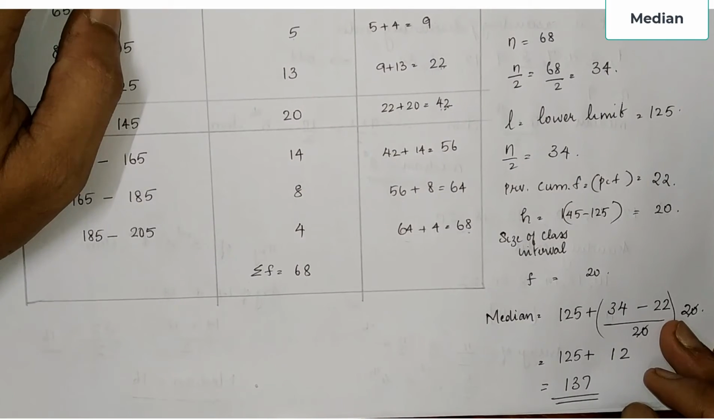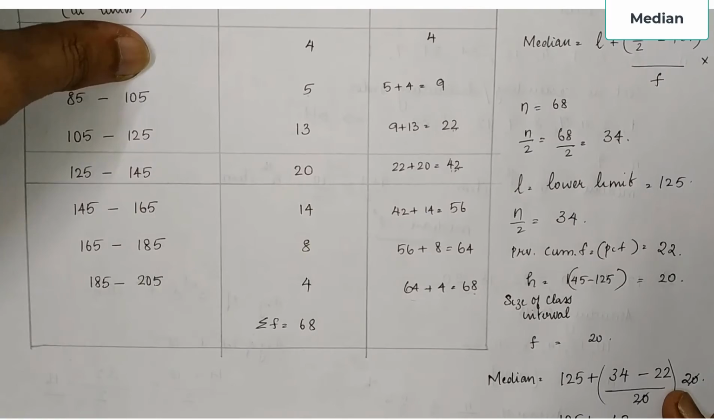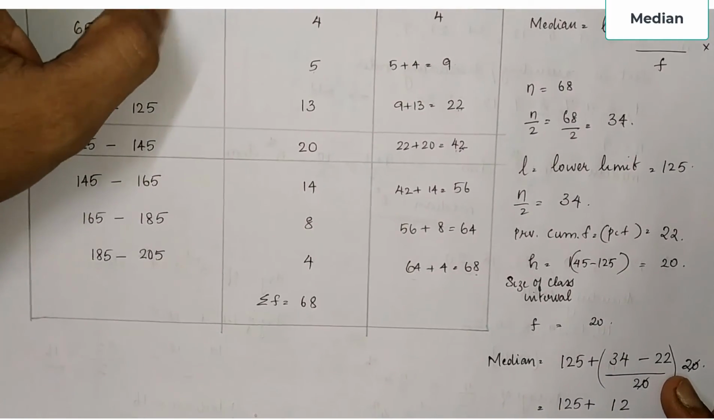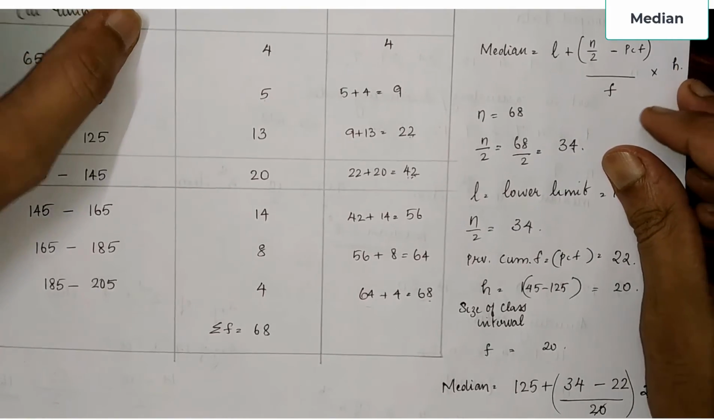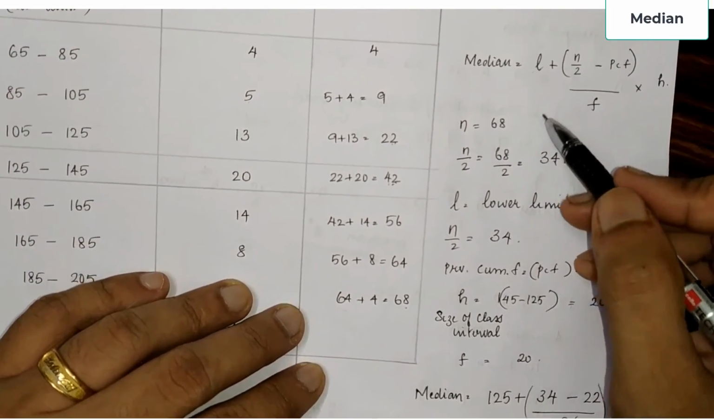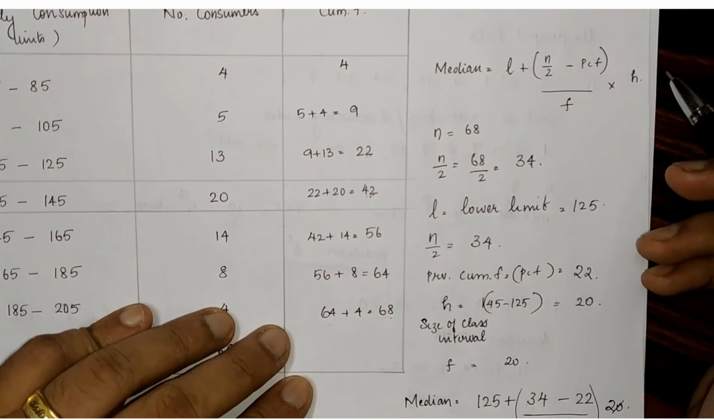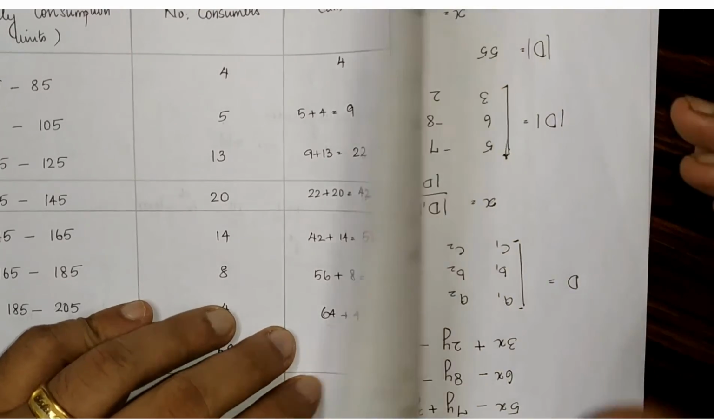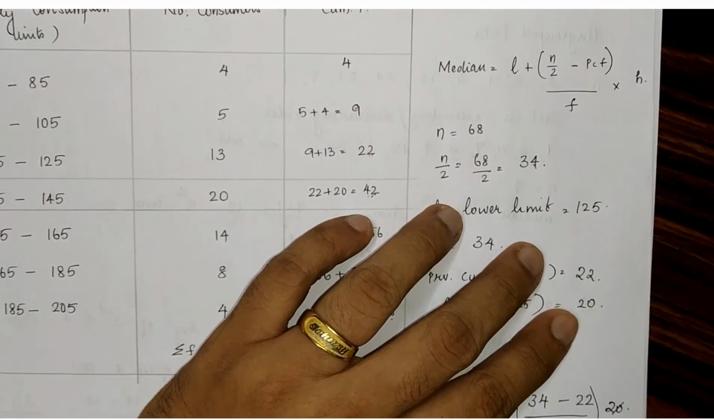So median is 137. I hope you got an idea of how you find the median of a data set when it is grouped in nature. You apply this particular formula. The only thing that you need to know is what the different elements are in this particular formula. I hope you got an idea. With more and more practice, you will definitely understand how to do this in a much easier fashion. Thank you very much.